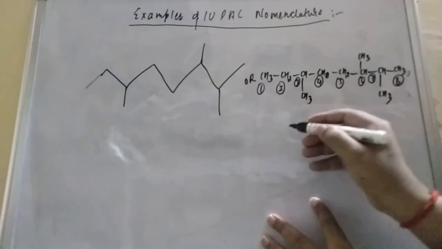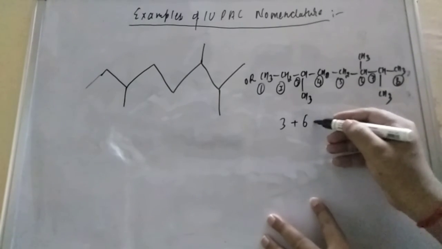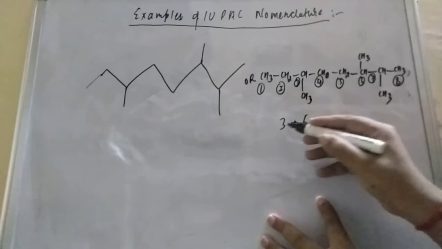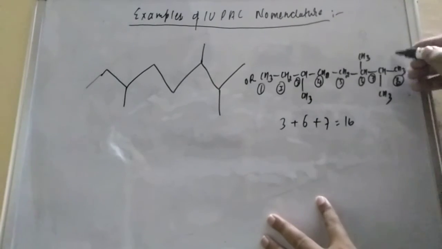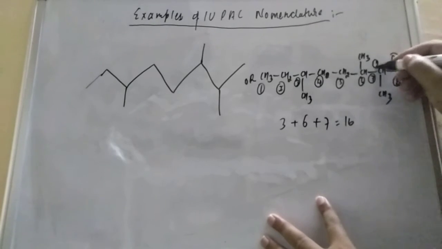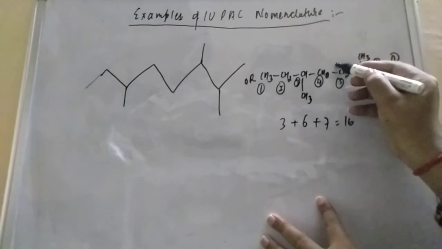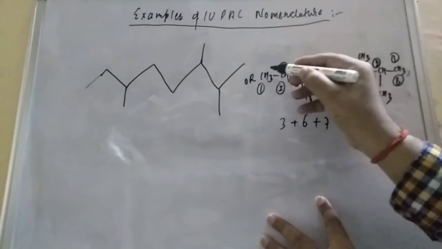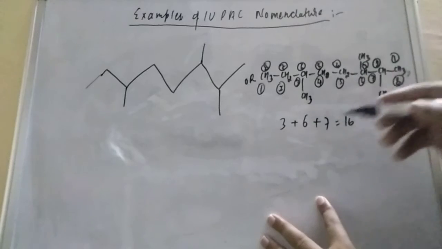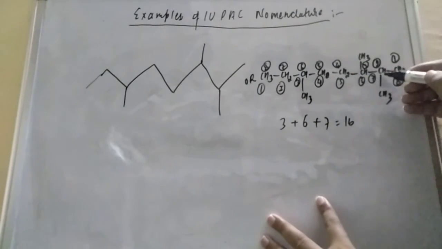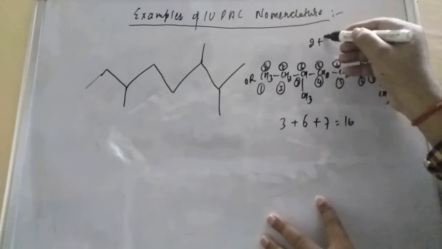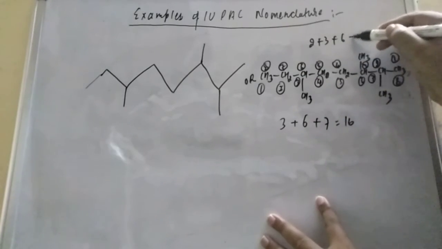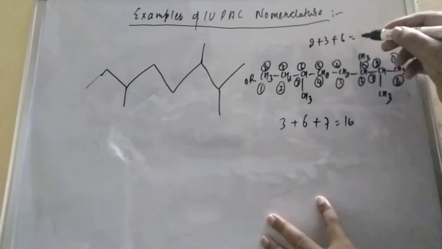So what are the positions, student? Third position plus 6th position plus 7th position, where prefixes are there. So how much is coming? 16 is coming. If you start numbering from this side, 1, 2, this is 3, this is 4, this is 5, 6, 7, and finally this is 8. Now from this direction, first position 2 and 3, so 2 plus 3 plus 6. Total sum is 11.